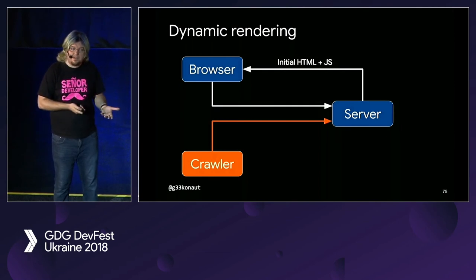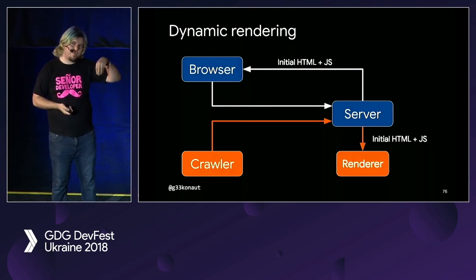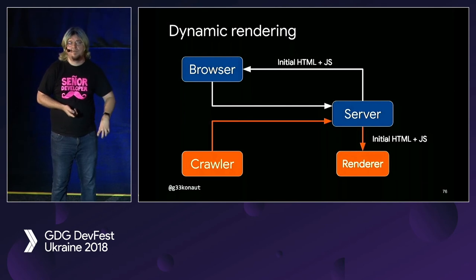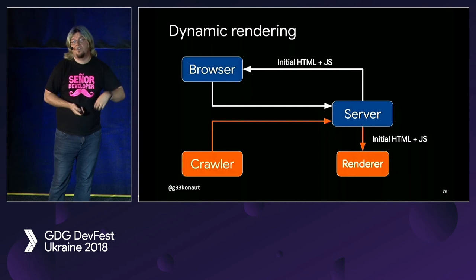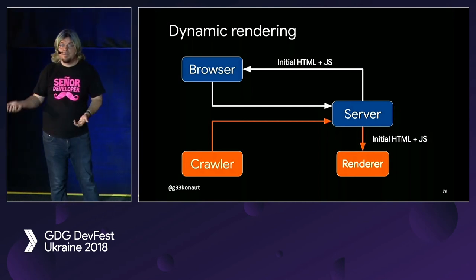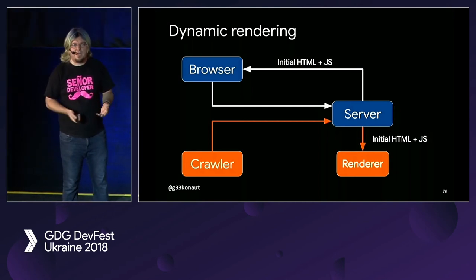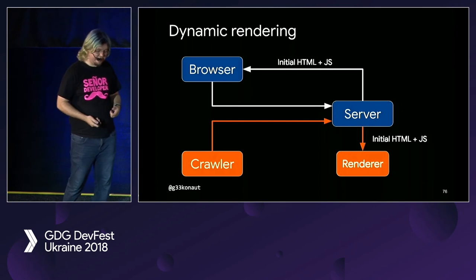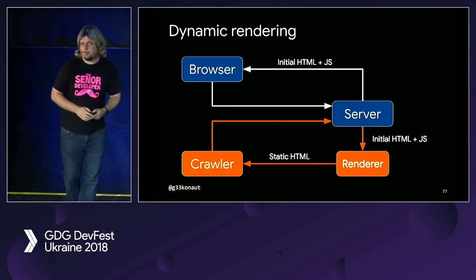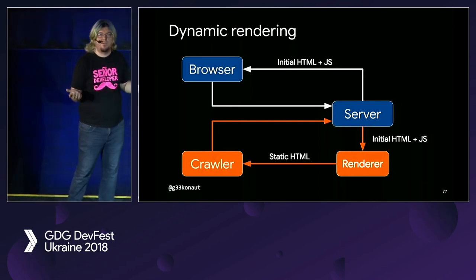They care about the content that I have there. So I put this into a renderer, and there are a few solutions for this. There's Puppeteer, which is a pretty low-level version. There's Rendertron, which is a more higher-level project. There's pre-render.io. There are many options to actually do this. So basically, I give that to a renderer that then produces static HTML and gives that static HTML back to the crawler. So that's one way of doing it.